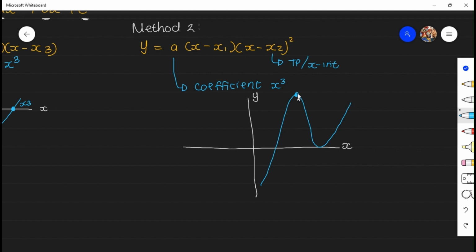So this is our value of B, which is another turning point. This is our x equals 1, and this is our x equals 4. So this would now be our x1, and this would be our x2 value. Why? Because x equals 4 represents the turning point and the x-intercept. Always remember that. So we are going to use method 2.